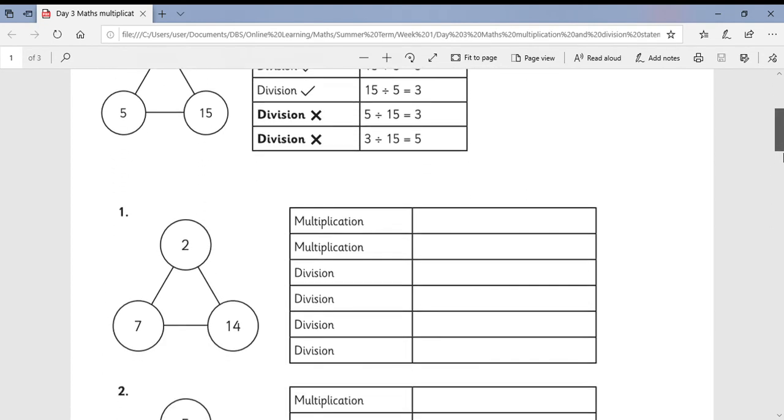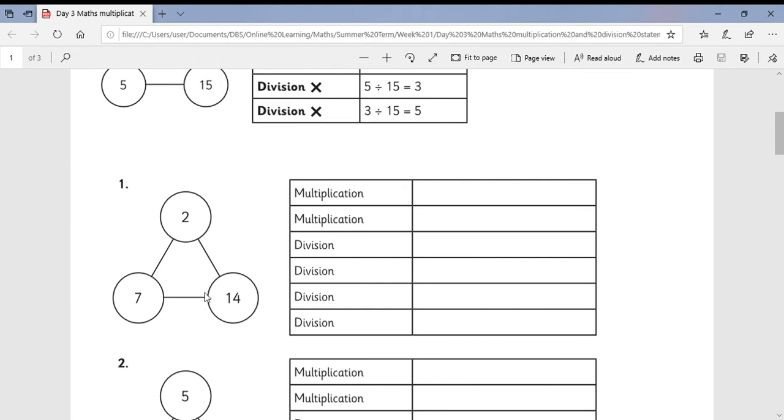So your first task here is with these 3 numbers in this triangle over here. We've got the numbers 2, 7 and 14. You should be able to work out that the total number is 14 because that's the biggest number. So when we multiply, the equals number is always going to be the biggest number. And we can write this in two different ways. We can start with a 2. 2 times 7 equals 14. Then we can start with a 7. 7 times 2 equals 14, and we can write that out over here.